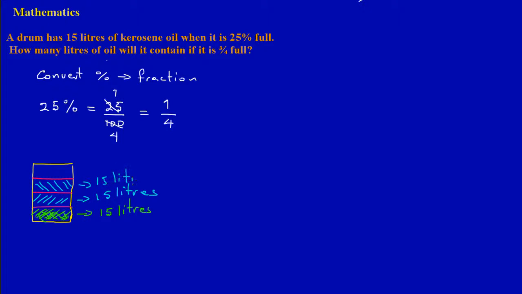Now basically I have 3 out of 4 parts filled. We can just quickly check that and say 15 plus 15. I could just add this up quickly: 15 plus 15 is 30, and 30 plus 15 is 45. So when 3/4 of the drum is filled, it contains a total of 45 liters, and that would be my answer.